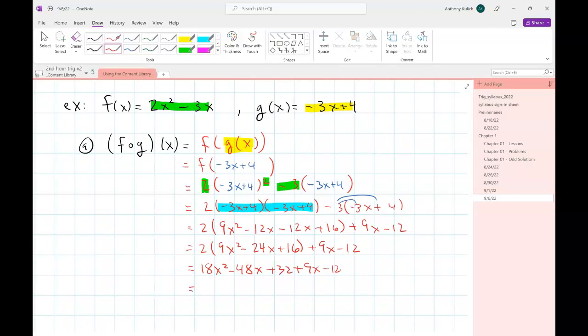And now I can combine the like terms, right? So negative 48x plus 9x is negative 39x. 32 minus 12 is 20. Was that the final answer? That's our final answer.